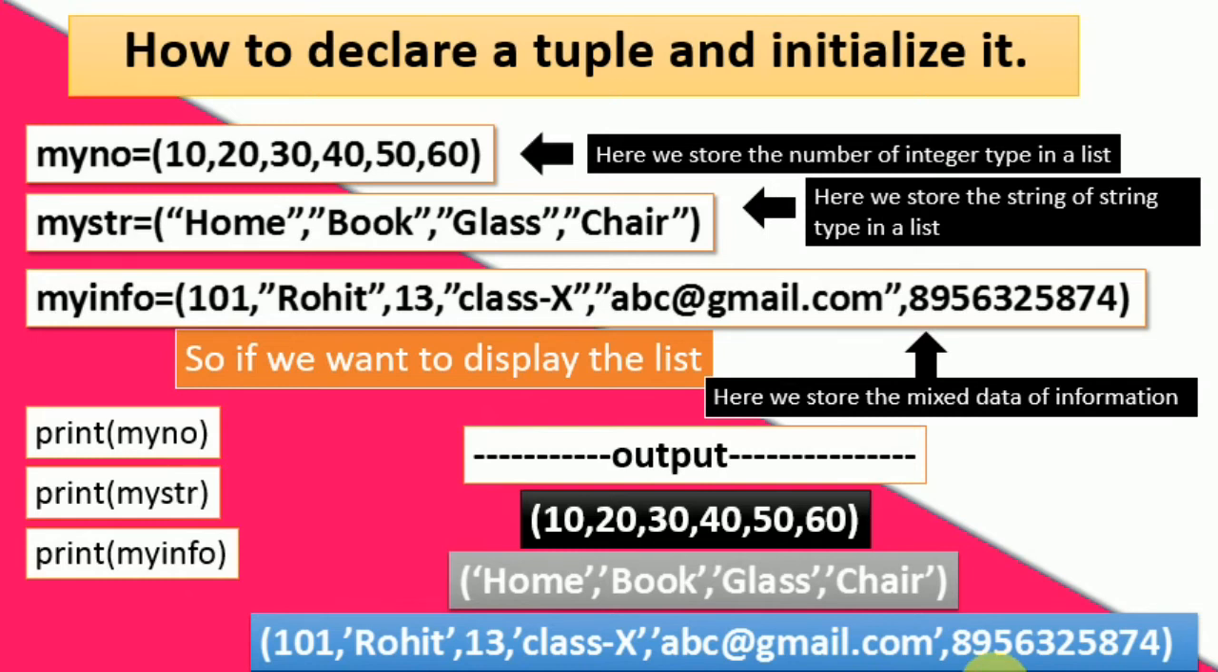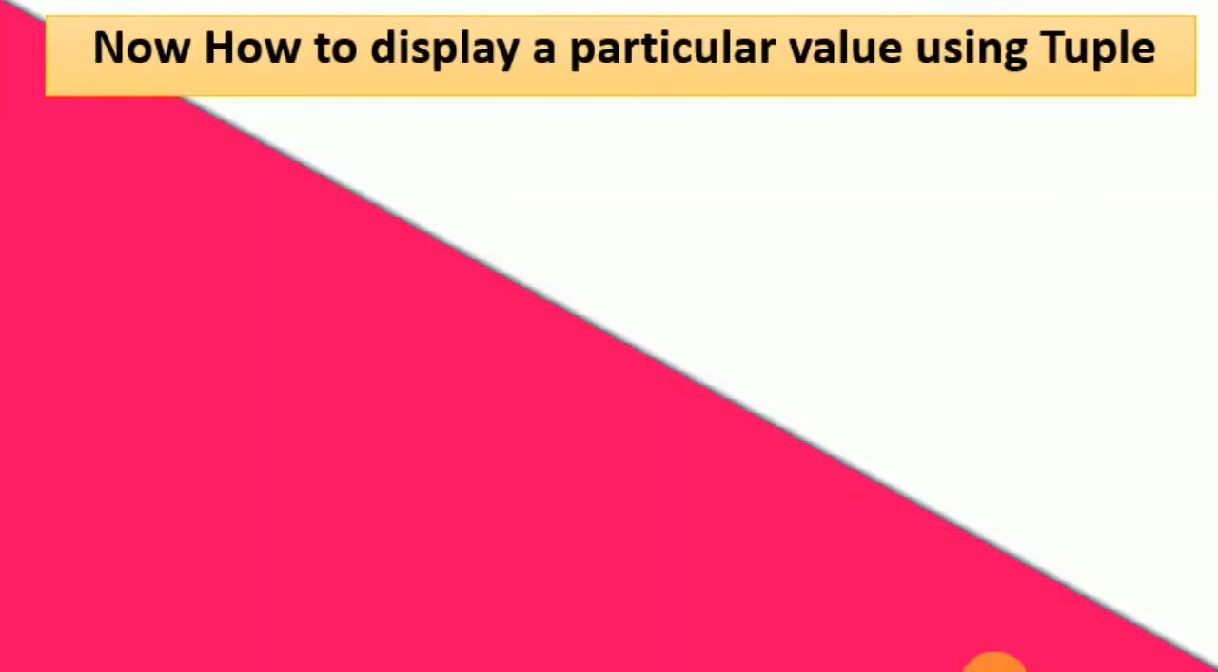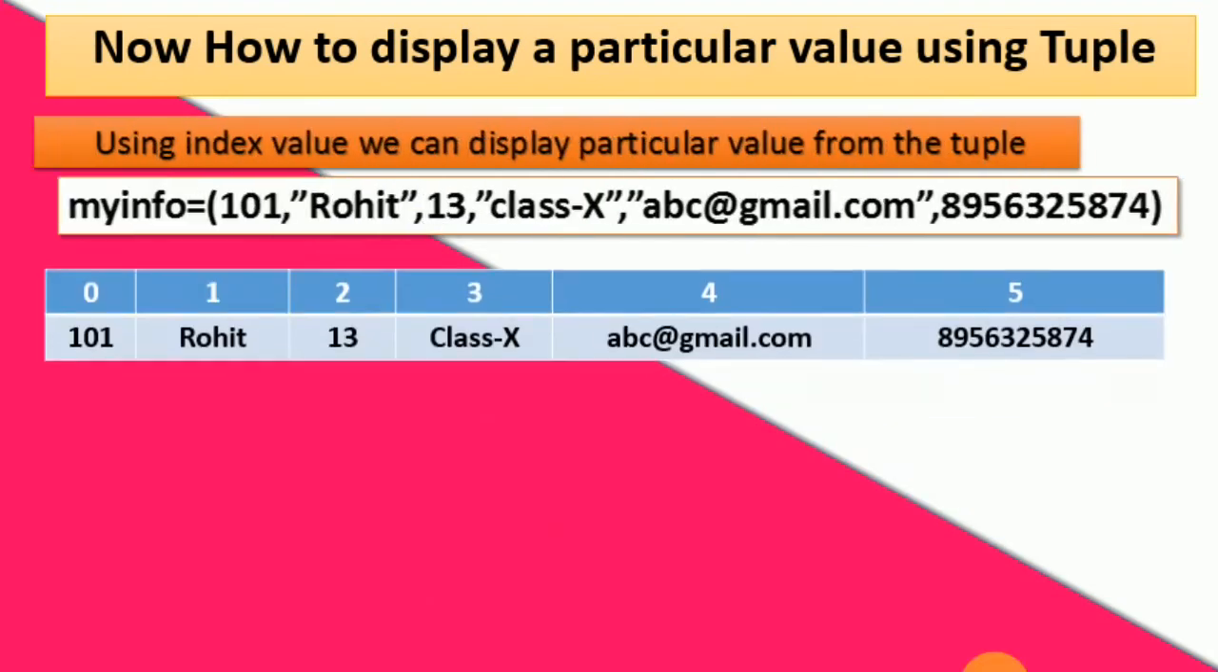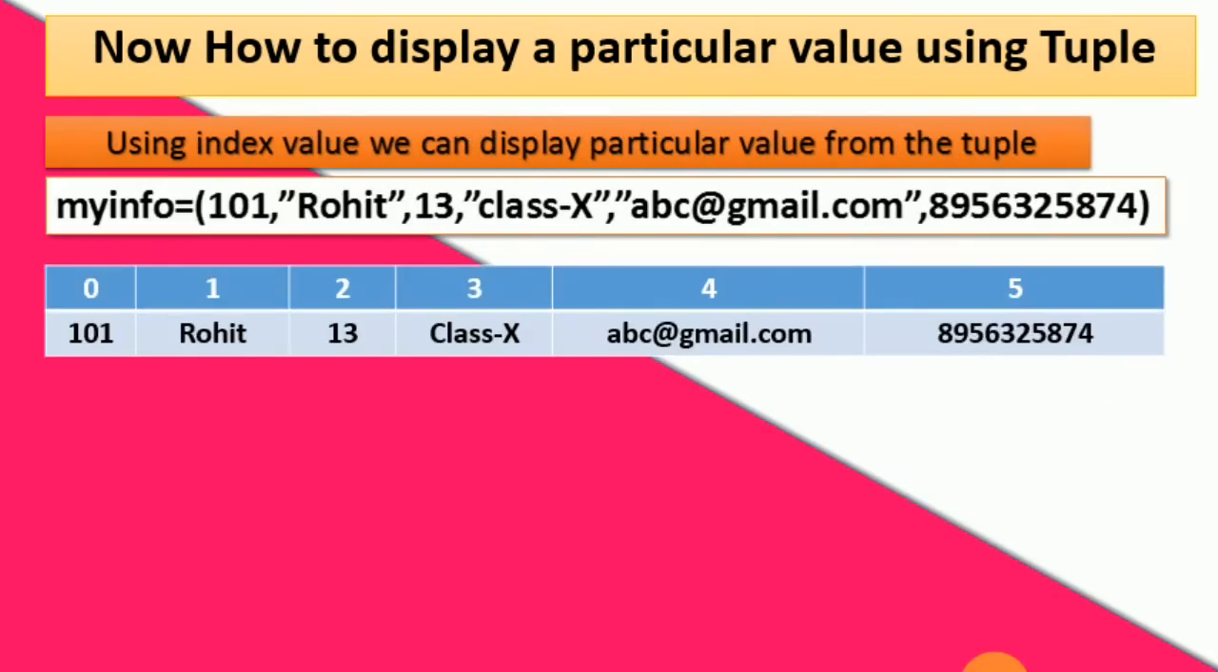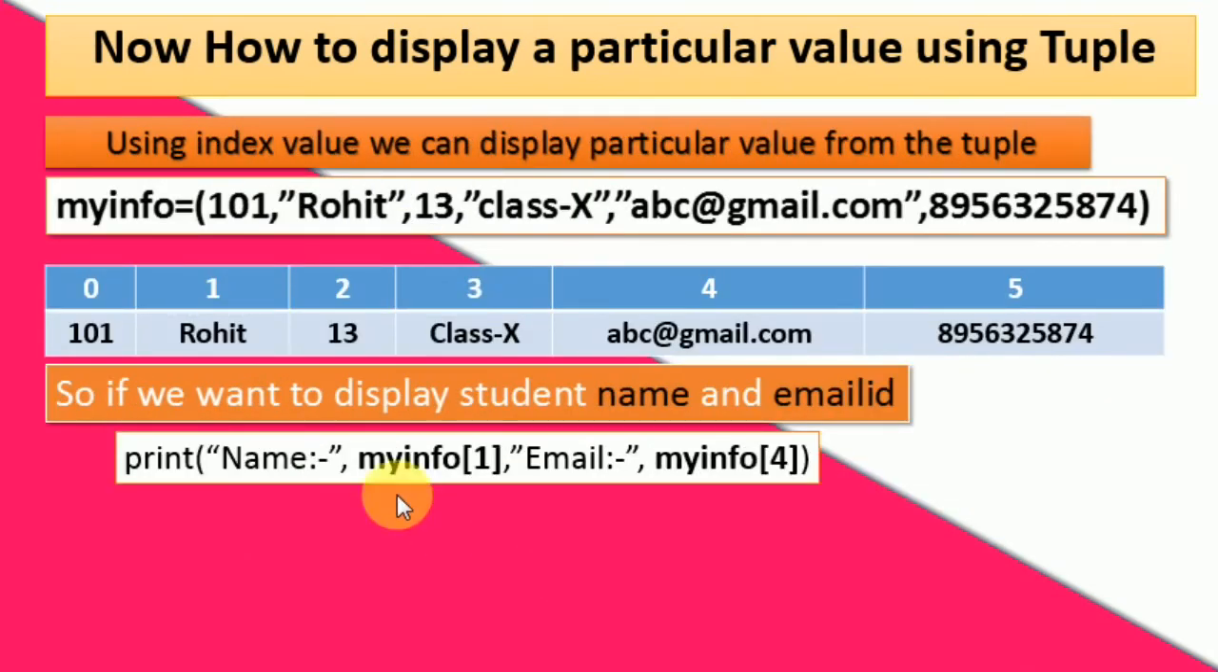Now I move to the next. Here is the same example I am using. I've already discussed that. My info email ID, same thing. They have been shown here. It will give you the output like this. Now let us discuss the next.